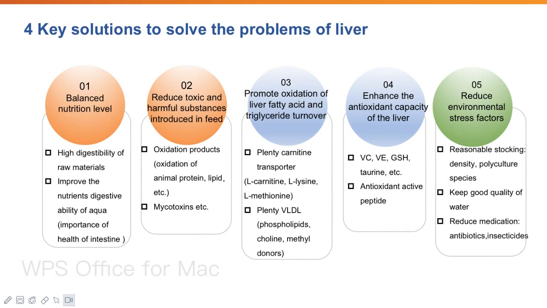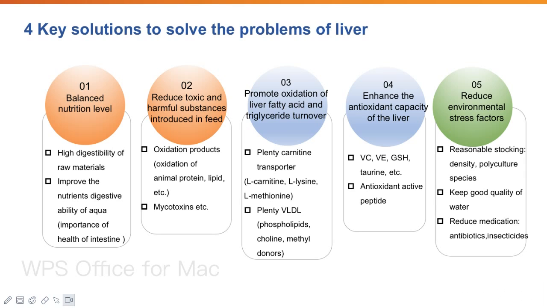Through the analysis of the main mechanism of liver problems, we can get that to solve the problems of liver, we should focus on the following aspects. The first is to design a balanced and effective nutritional level. So the level of protein, fat, sugar should be balanced. And also it is important to select the right source of raw material to avoid the excessive energy intake.